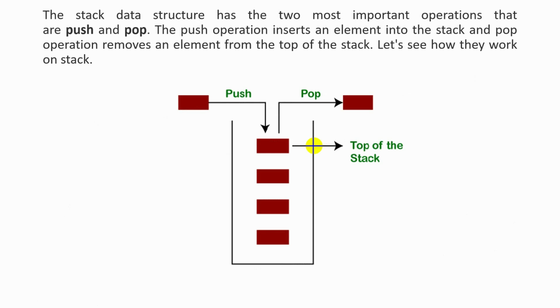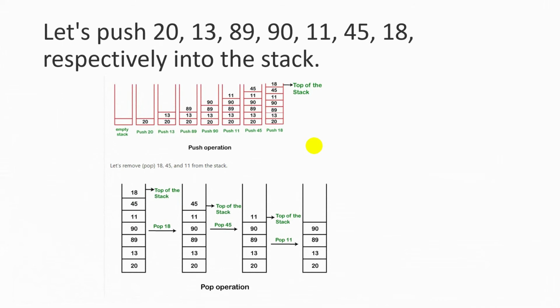Here you can see the push and pop diagram where the top of the stack is pushed and popped by using the commands push and pop in the stack. Let's push 20, 13, 89, 90, 11, 45 and 18 respectively into the stack. Here, first of all, the stack is empty, then we push 20, 13, 89, 90, 11, 45 and 18. And let's pop 18, 45 and 11 from the stack.